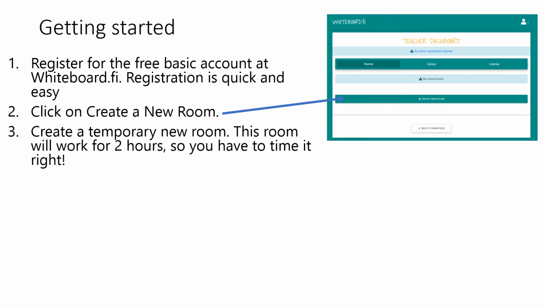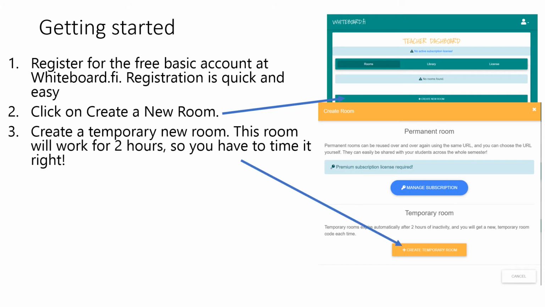Now this creates a temporary new room. So here you can see the button, Create Temporary New Room. And with the basic free version, your room is open for 2 hours. So you do have to be careful about the timing of when you're going to use it. It stays live for 2 hours and then it goes, and all of the information disappears. So we don't have to worry about privacy and GDPR and things like that. All of it just disappears.